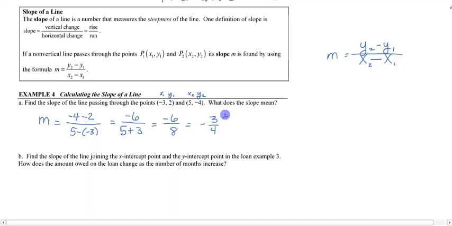And what does the slope mean? Well, this is your rise, this is your run. So we have a rise of -3 that actually means that we're falling if the 3 is negative. So we fall 3 units for every run of 4 units to the right.